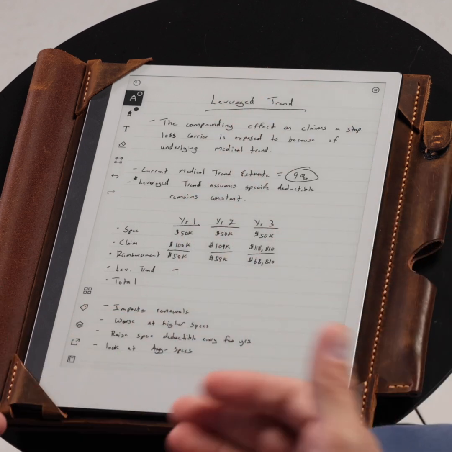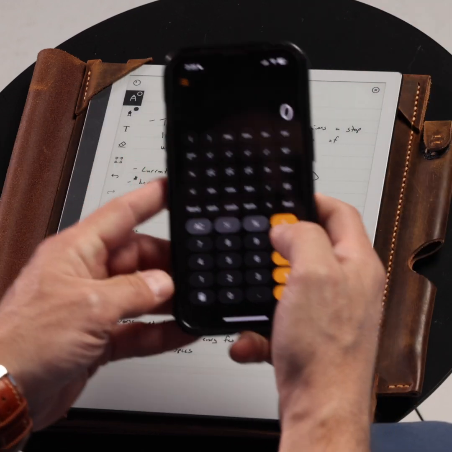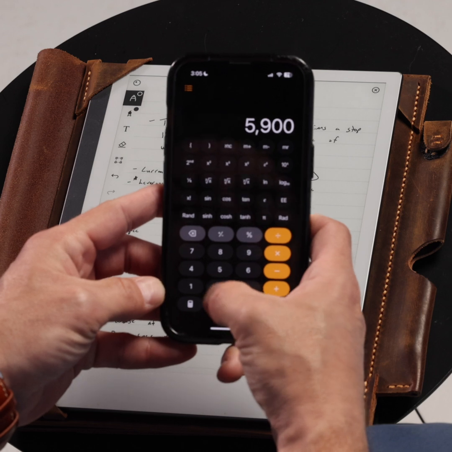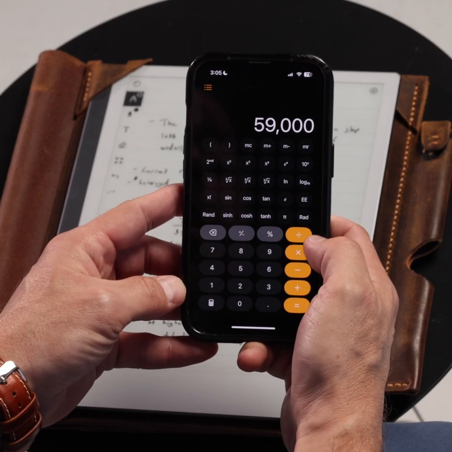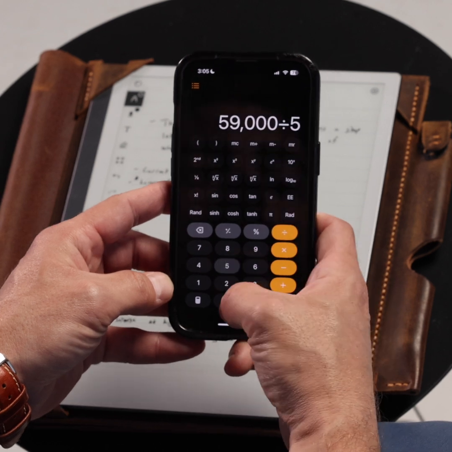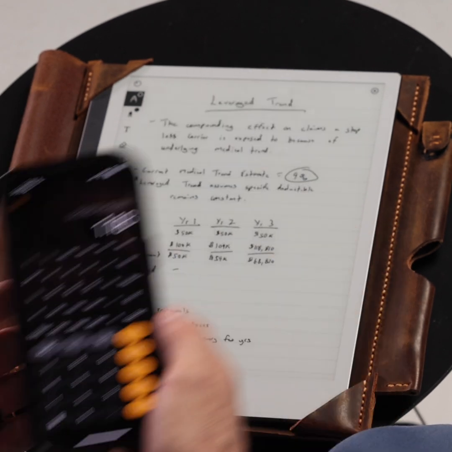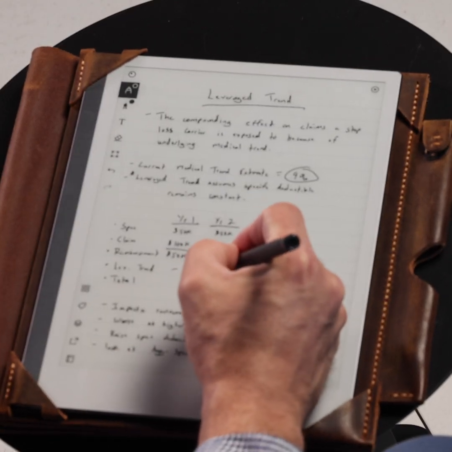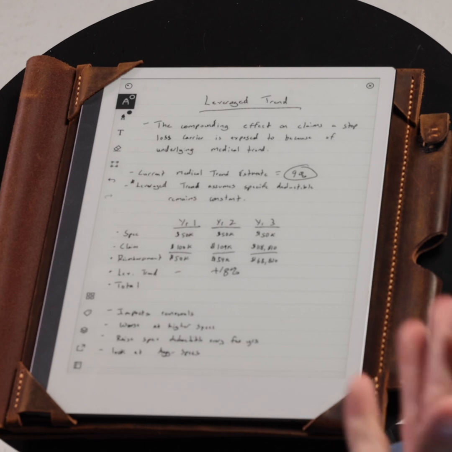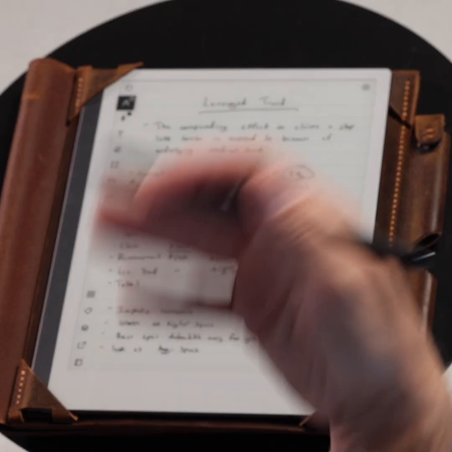I know the amount already. You guys can probably do the math, but let me show you what the actual increase is. So if we look at $59,000, which is what the stop loss carrier reimbursed in year 2 for the same claim, and we divide that by what they reimbursed in the first year, which was that $50,000, that's actually an 18% increase.